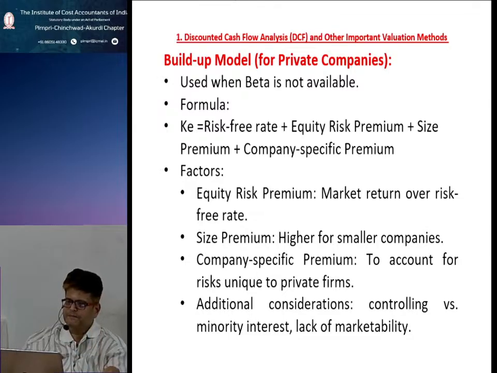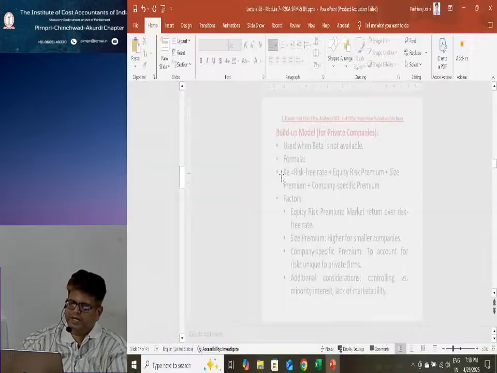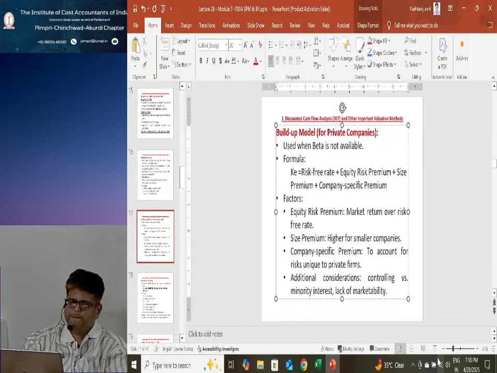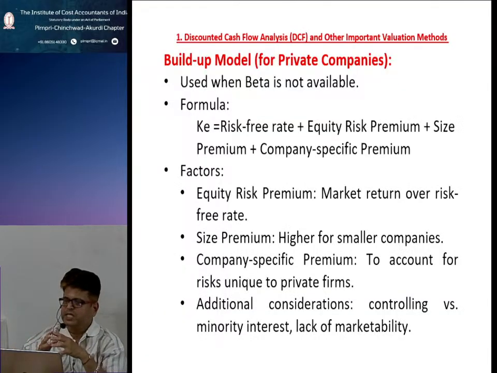For that, the formula is: cost of equity is equal to the risk-free rate plus equity risk premium plus size premium plus company-specific premium. Equity risk premium is the market return over the risk-free rate, and size premium is higher for smaller companies. Company-specific premium accounts for the risks unique to that particular private firm. Additional considerations are controlling versus minority interest or lack of marketability. Based on these factors, the cost of equity is calculated.